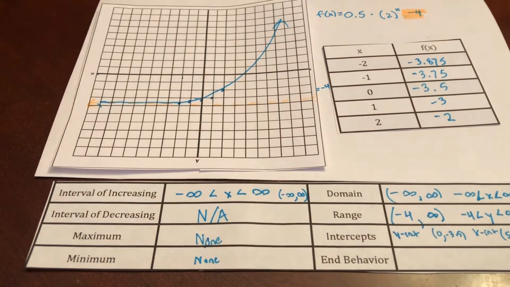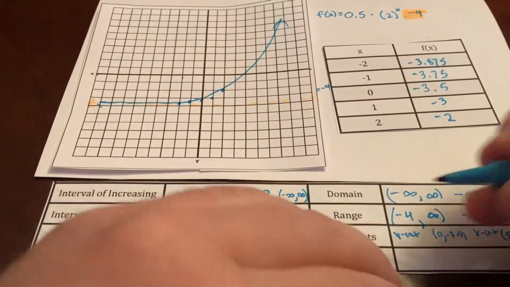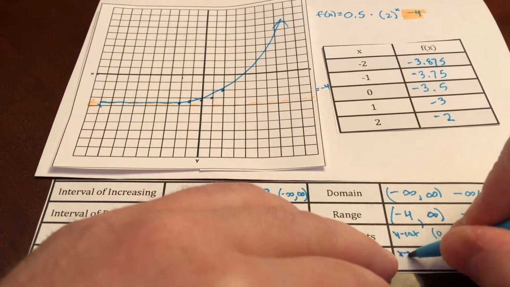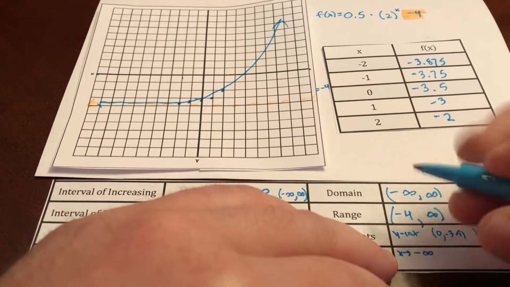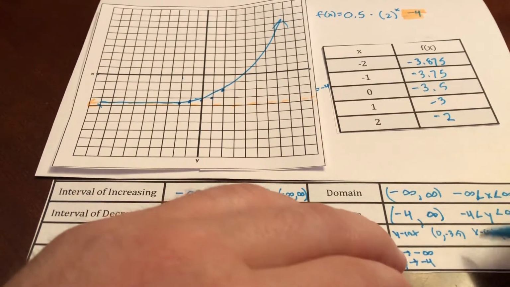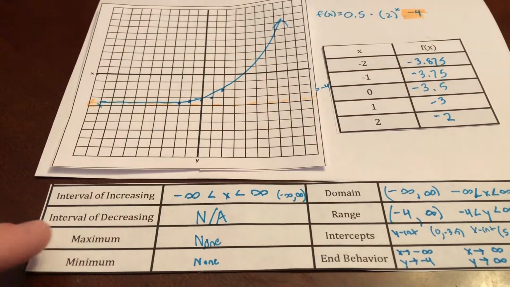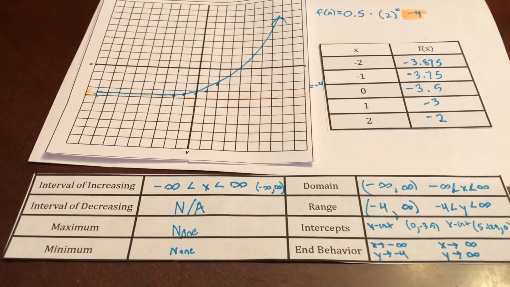The end behavior here is trying to look at what is it doing when it goes to the right, what is it doing when it's going to the left. So as it goes to the left, as x goes to negative infinity, the graph is going closer and closer to negative 4. As the graph goes to the right, to positive infinity, the graph is going up and up and up and up all the way to infinity. So that's your key features of an exponential function.